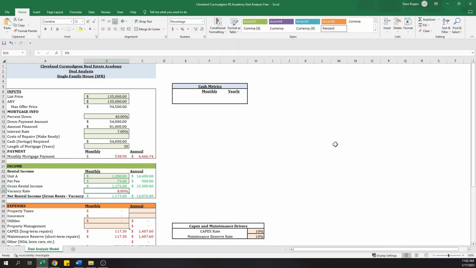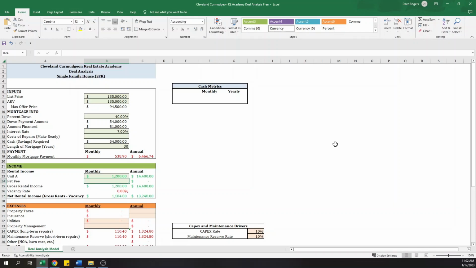Then below that, I have a vacancy rate of 8%. That is just 1 over 12. So I took 1 month. That equals 8%. And that's just conservative underwriting. If I rent this out for my first year, and then let's say the person doesn't renew their lease, they might move out, and it's going to take me, worst case, a month to make some repairs and find a new tenant. So again, we just want to underwrite conservatively, and this 8% is going to be applied to the gross of $1,275, and that turns into $1,173 monthly.